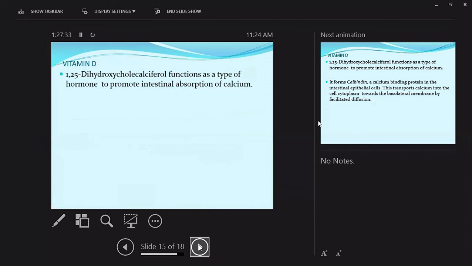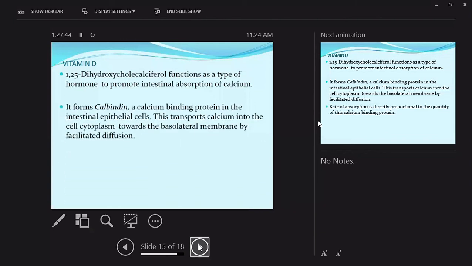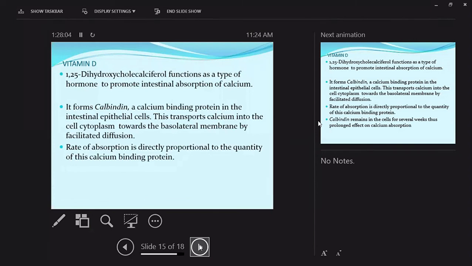Dihydroxycholecalciferol functions as a type of hormone to promote intestinal absorption of calcium. How does it do it? It forms calbindin, a calcium binding protein in the intestinal epithelial cells. This transports the calcium into the cell cytoplasm towards the basolateral membrane by facilitated diffusion. The rate of absorption is directly proportional to the quantity of this calcium binding protein.